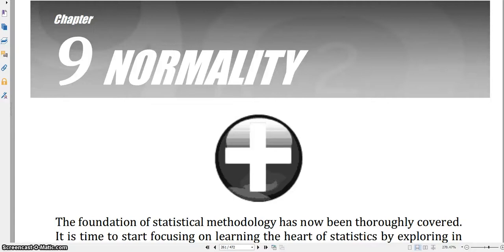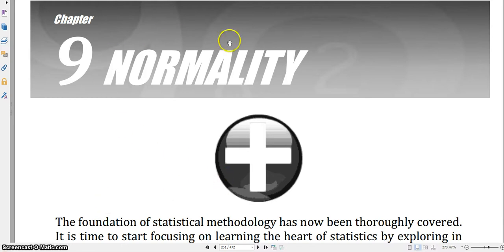Chapter 9 of Interactive Statistics Methods talks about normality. So everything we've been doing up to this point has been building actively towards this chapter. This is the foundation, this is the core of the classical or frequentist statistical methodology.